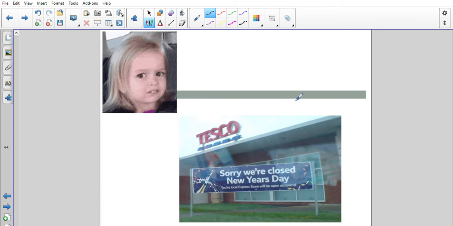Let's have a look at Tesco. Sorry, we are closed. New Year's Day. That's all fine. They've got the apostrophe for the contraction correctly. We are. But let's have a look at this bit. You are local express store will be open as normal. We know that that should just be your. And this is what my face is like as well.